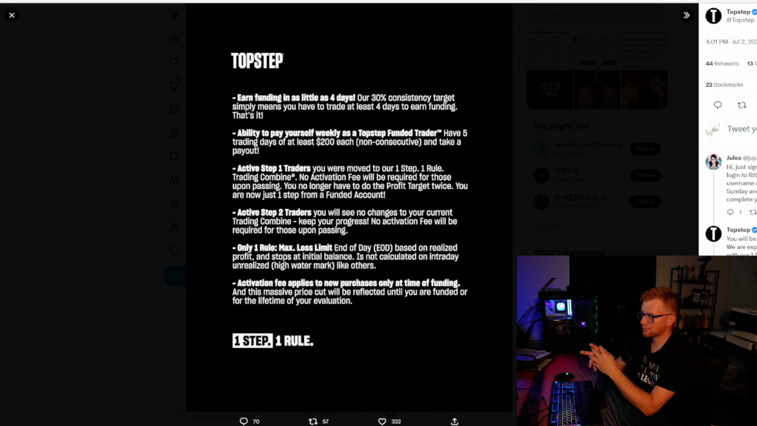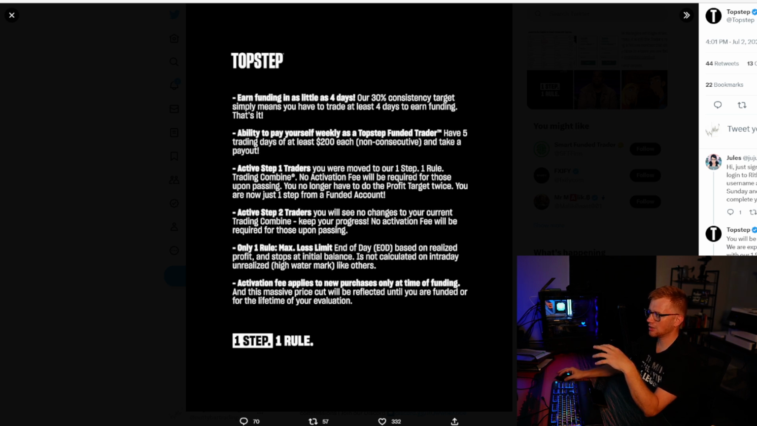And then the active step two traders, they don't see any changes, so that really didn't affect them. And then obviously the only one rule, talked a little bit about that, but the only one rule is insinuating that the only way to actually blow your account is to go below the max loss threshold, which is true. But again, you still have to keep in mind that 30% consistency rule. Technically, you won't blow an account if you go over the 30% consistency rule, but you will make it a lot more difficult to pass that evaluation.